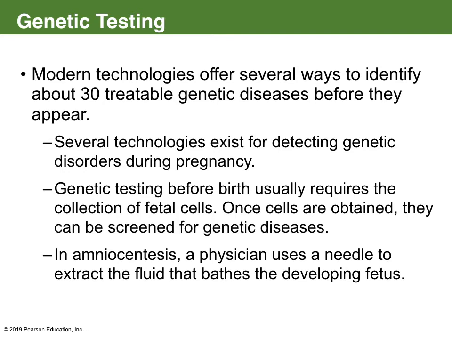Usually, genetic testing before birth requires getting some fetal cells. Once those cells are obtained, they can be screened for genetic diseases, right? Think of trisomy 21, right? You could see a karyotype from that individual and see, oh yeah, there are 3 copies of chromosome 21. So some things can be determined from fetal cells. One way you can get cells is amniocentesis, taking a needle to extract the fluid that surrounds the fetus, because cells are shedding off into that, and you can test that.